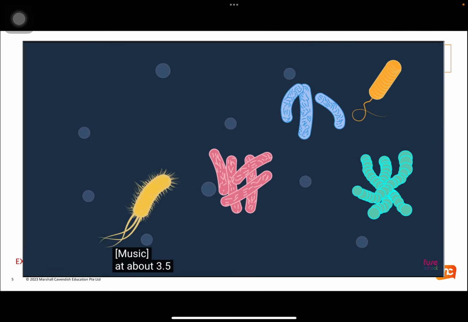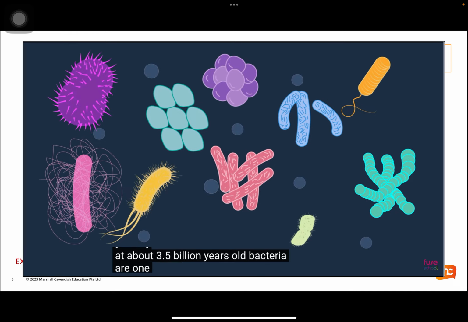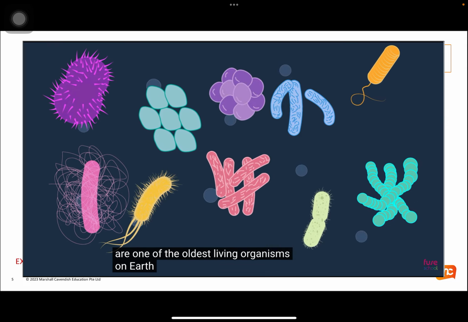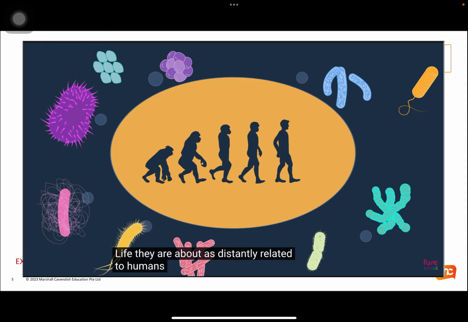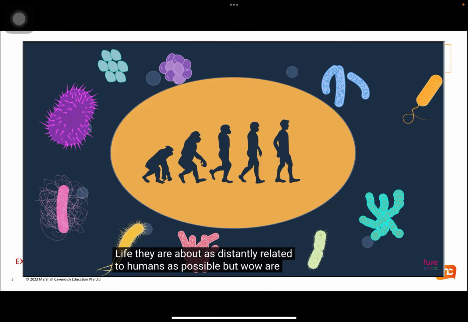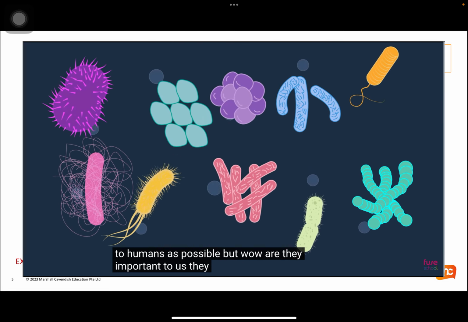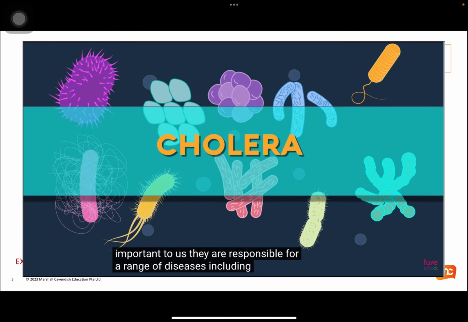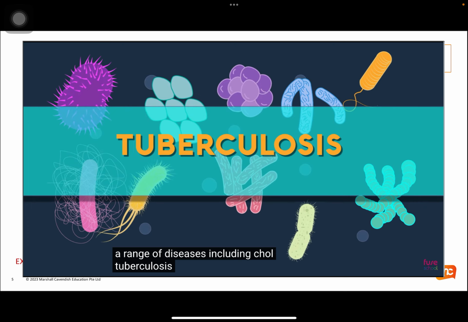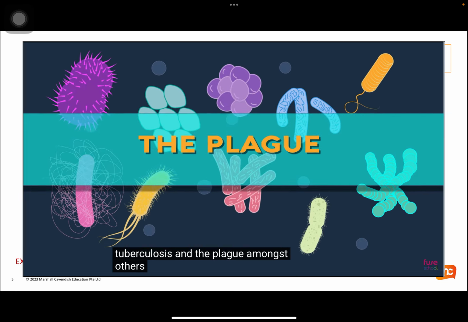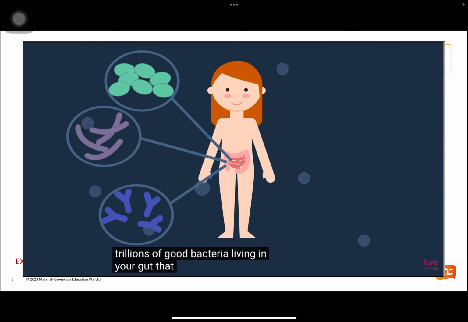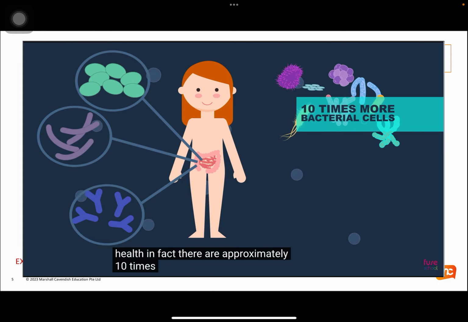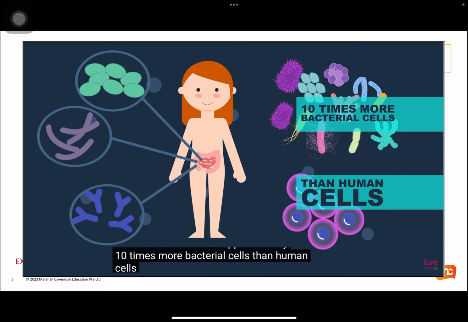At about 3.5 billion years old, bacteria are one of the oldest living organisms on Earth. Considering the evolution of life, they are about as distantly related to humans as possible. But wow, are they important to us! They are responsible for a range of diseases, including cholera, tuberculosis, and the plague, amongst others. But they aren't all bad. There are trillions of good bacteria living in your gut that are essential to your health. In fact, there are approximately 10 times more bacterial cells than human cells in your body.